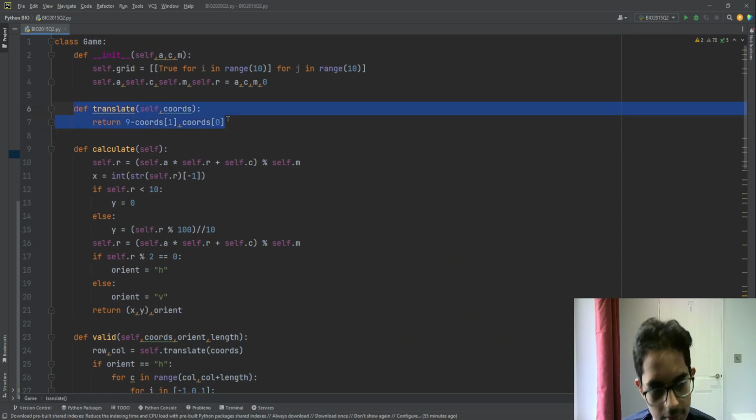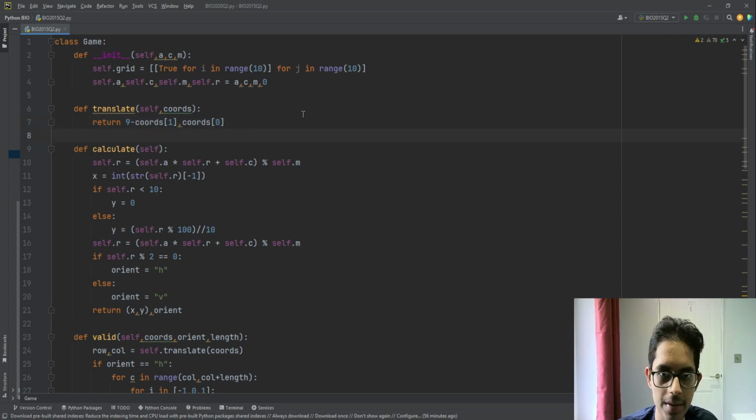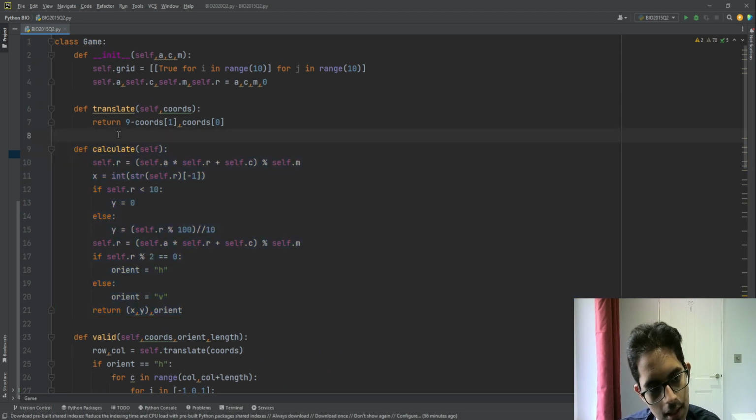What this does is it returns 9 minus the second value of the coordinates, and then returns back the first value. If you're not quite sure as to why, I won't explain it that much now, but just try it with a few values on pen and paper, and it will make sense pretty quickly, trust me. And now this is the calculate function. This is the function which we use to actually implement the 5-line algorithm which they told us.